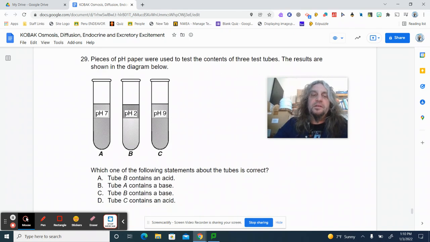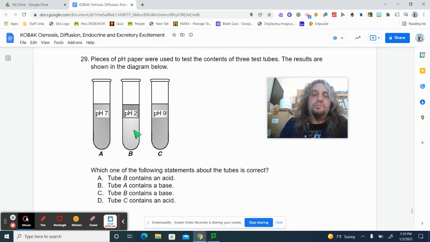Question 29. Pieces of pH paper were used to test the contents of these three test tubes. The results are shown in the diagram before. Test tube A has a pH of 7. Test tube B, a pH of 2. Test tube C, a pH of 9. Which of the following statements about these tubes is correct?